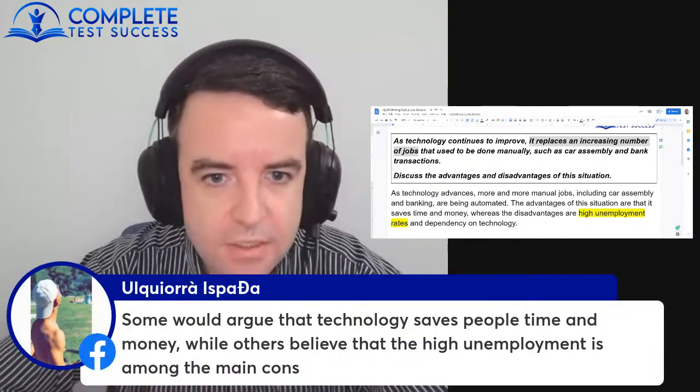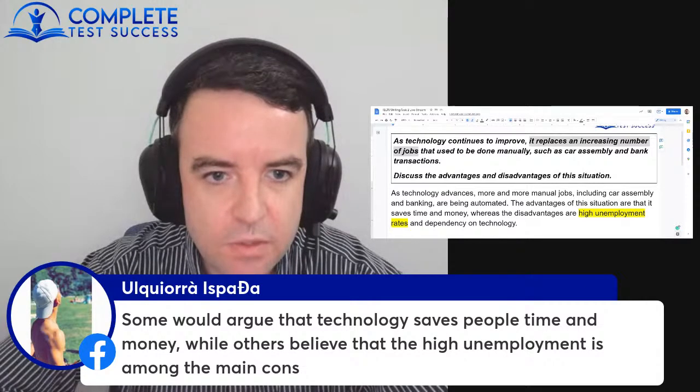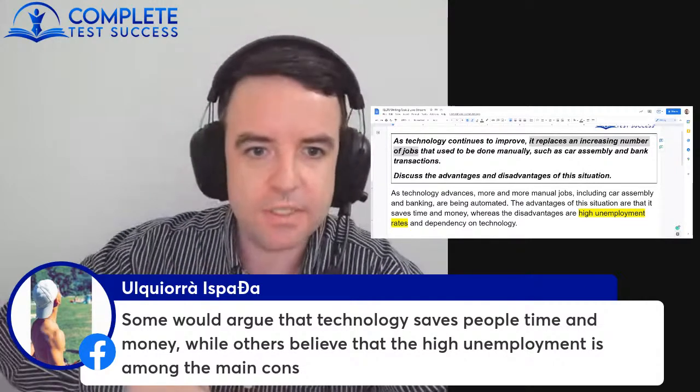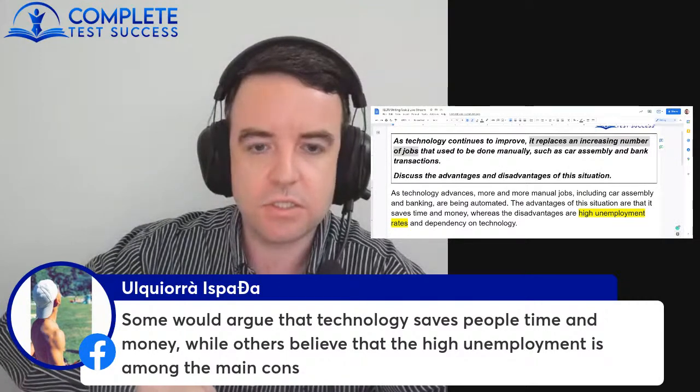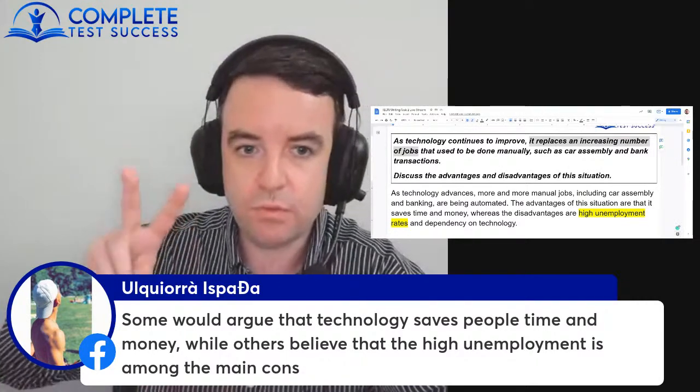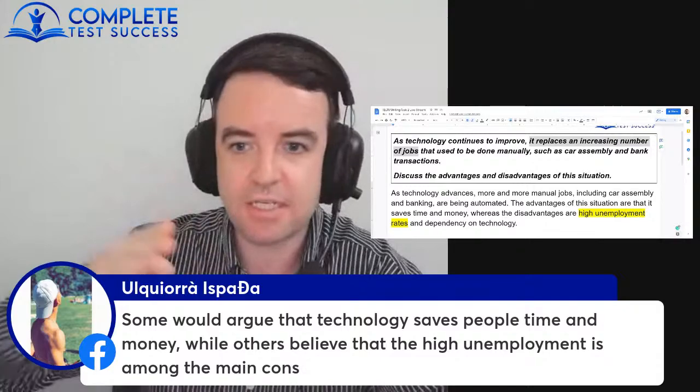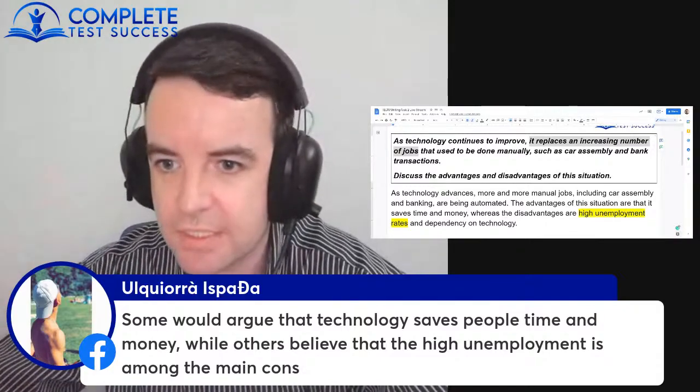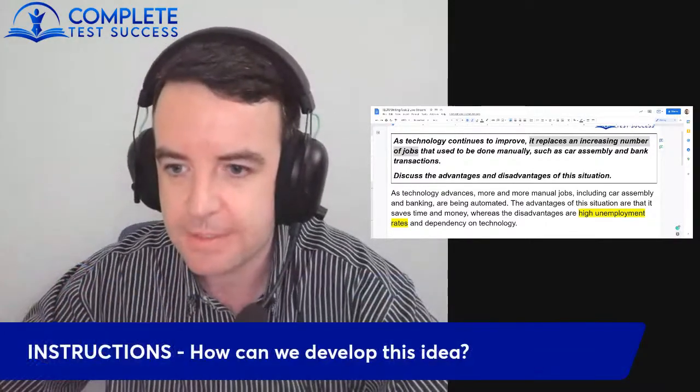Some would argue that technology saves people time and money, while others believe that high unemployment is among the main cons. Yep, but you need two disadvantages. It said advantages and disadvantages. You've only included one disadvantage, so that's not appropriate.